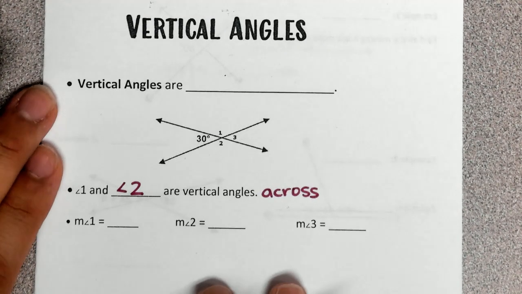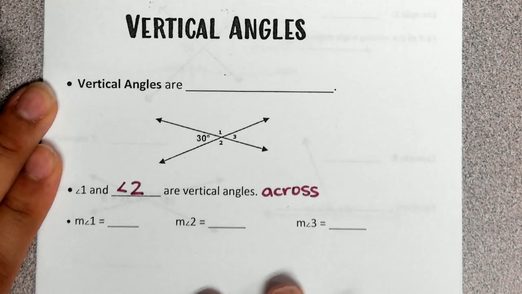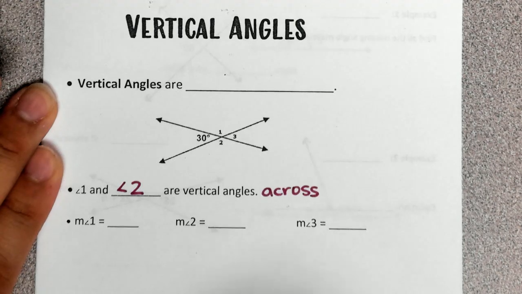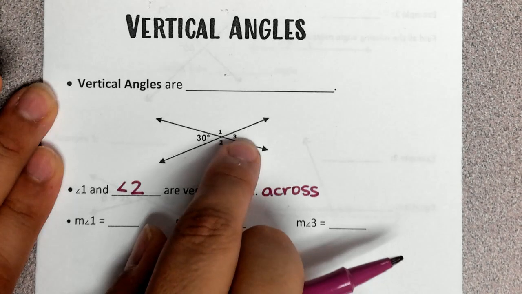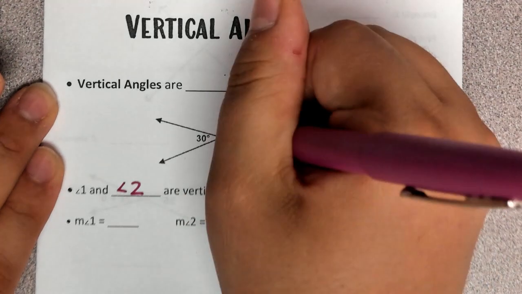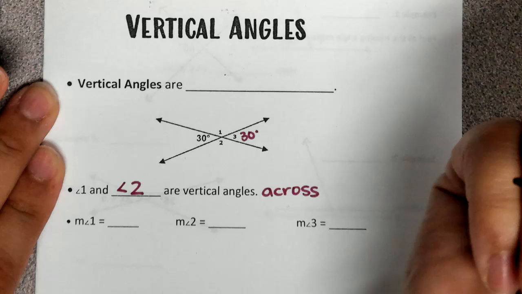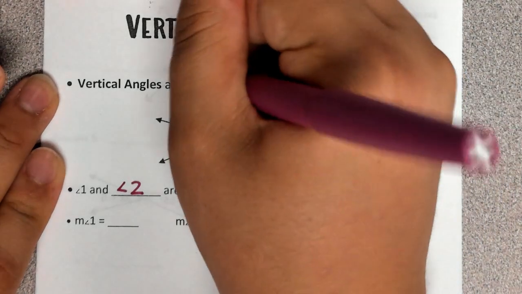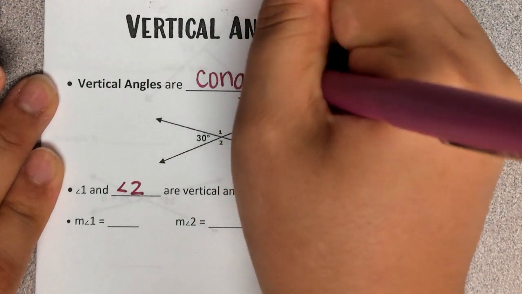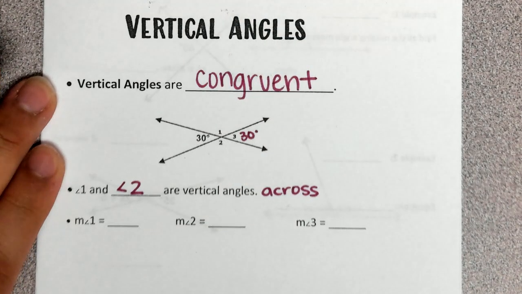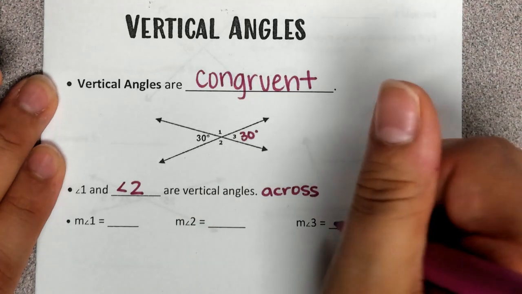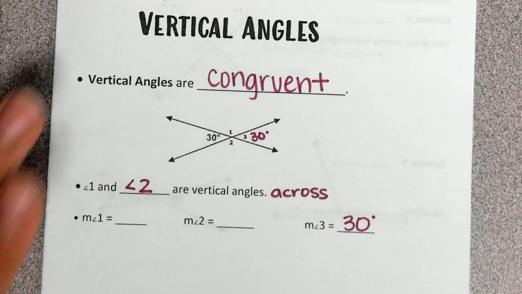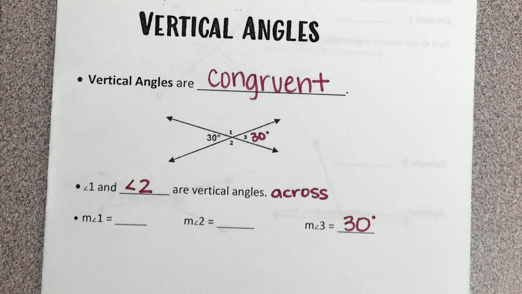And what I love about vertical angles, or what maybe you'll love eventually about vertical angles, is vertical angles are what? If this is 30, what is this? Why? Because they're the same. What's the word for same in math? They are congruent. Vertical angles are congruent. So if this side is 30, what's your other side? 30. So angle 3 is 30 degrees. That is what vertical angles mean. Are we okay with that?